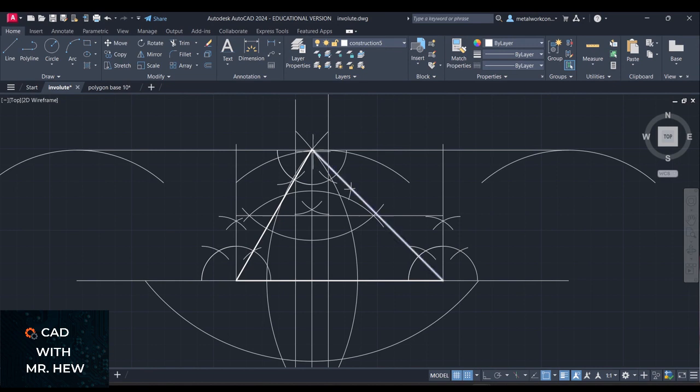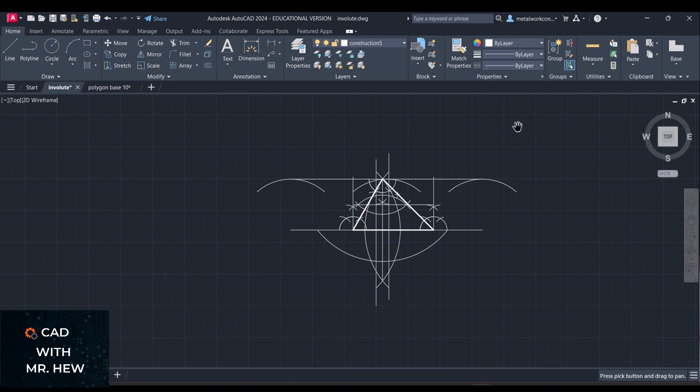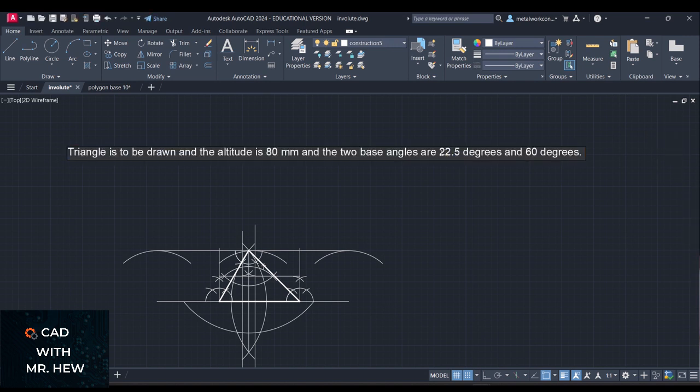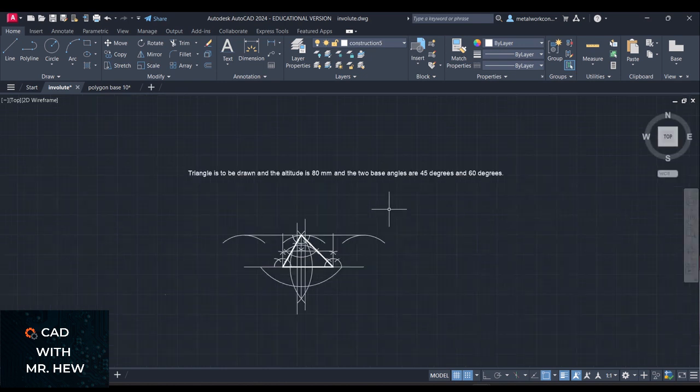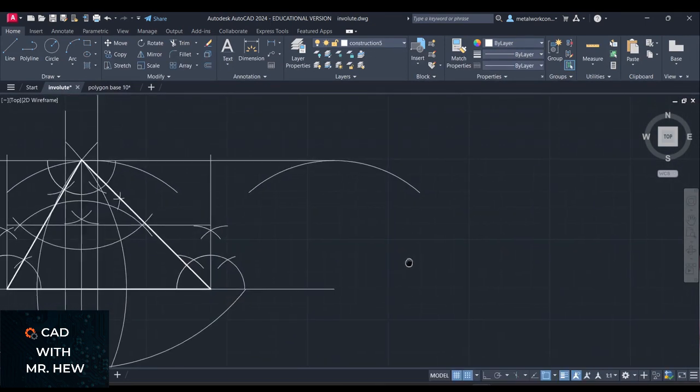So here is a triangle that was asked for to be drawn above there with the altitude of 80 millimeters and the two base angles of 45 degrees and 60 degrees. So this is the triangle. All right.